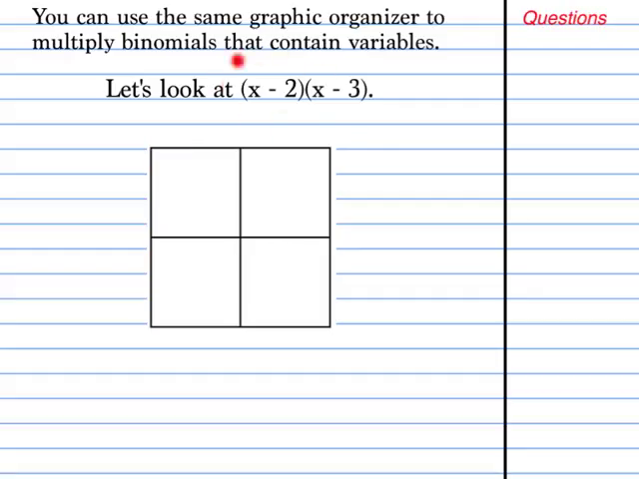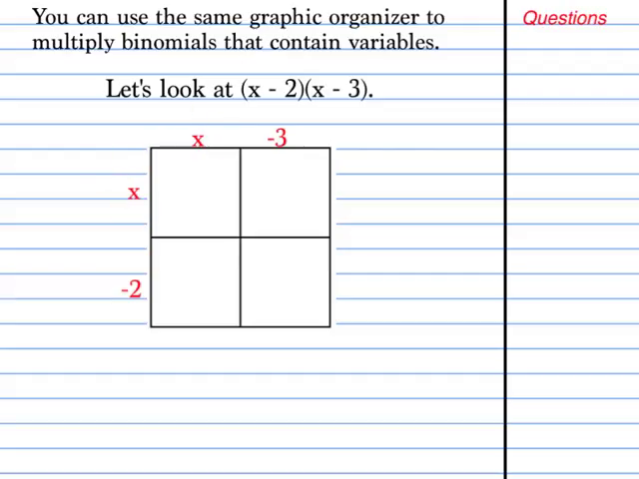So let's start with x minus 2. I'm going to have x here and negative 2 here. And then for x minus 3, I'll have x here and negative 3 here. When I have the subtract, make sure that the subtract sign goes with what's before it to make it a negative. So let's go ahead and start.